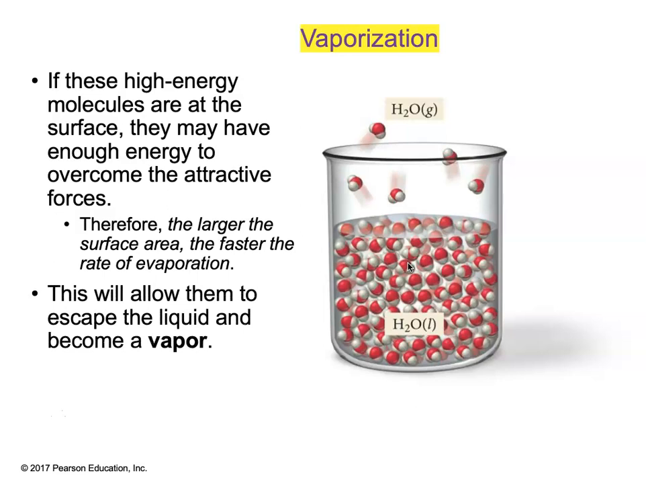Now, once that liquid evaporates, it becomes a vapor. And a vapor is not the same as a gas. A vapor is the gaseous state below the boiling point of that substance. So water vapor exists as a gas state of water below 100 degrees centigrade.